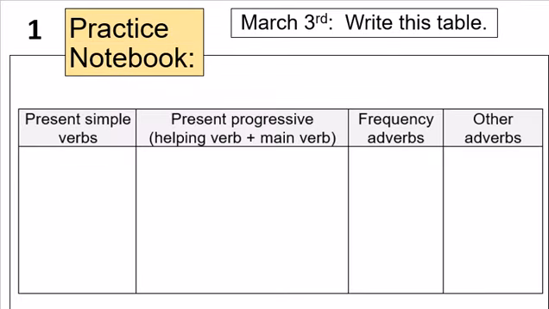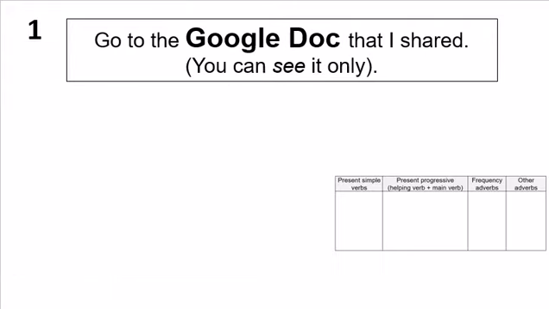So in your practice notebook, I want you to copy this table in your notes. Okay, you're going to read a paragraph, and I want you to write the present simple verbs, the present progressive verbs, the frequency adverbs, and other adverbs. Okay, so copy this table in your notes. You can pause the video. Okay, and you can see this on the Google Doc also.